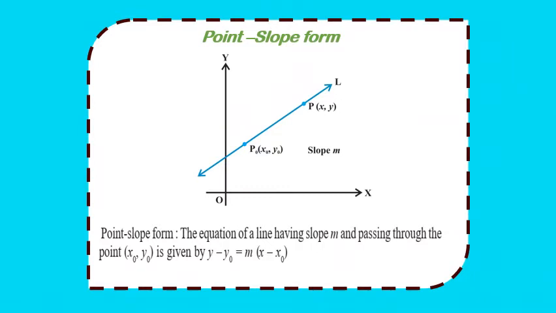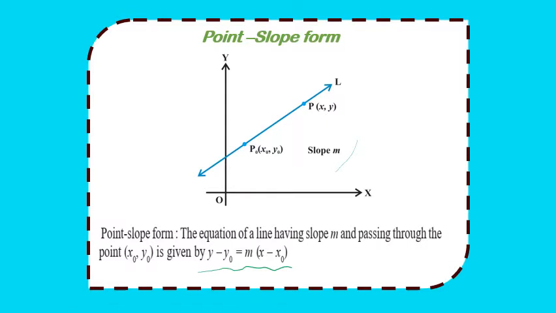Next is point slope form. Now you can see the figure that we have a point (x0, y0) on a line with the slope m. The slope of the line is m. Then the equation of the line is given as y minus y0 equals m(x minus x0), where P(x, y), you can see the point P, is any point on the line.